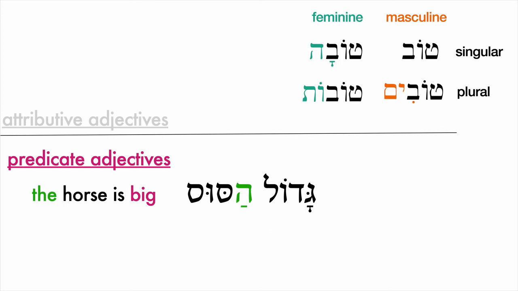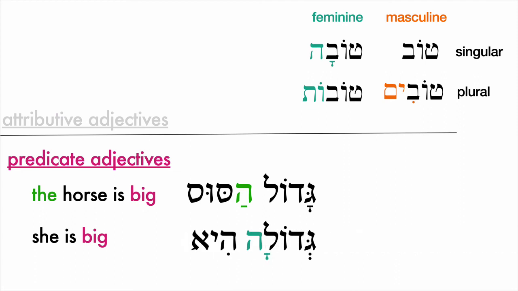If we want to say she is big, we're going to do the same thing. We're going to put the adjective first. But be careful now. We can't just use gadol, can we? Because gadol is masculine. It's like tov. We need the form of gadol that will be feminine to agree with a feminine pronoun, she. So we're going to have gadolah, and then the pronoun hi, which means she. Gadolah, hi. She is big.